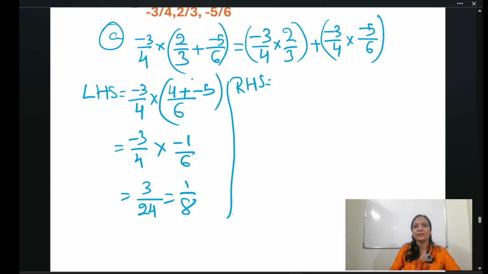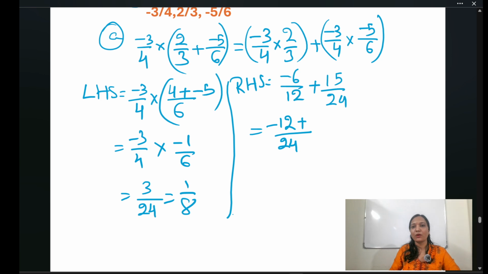Next, see RHS. So minus 3 into 2, which is minus 6 by 4 into 3, 12 plus minus minus plus 15 by 24. Now see 12 and 24. What is the LCM? 24. 12 2s are 24, 6 2s are 12, minus 12 plus 24 1, 15 1s are 15. So see, minus 12 plus 15. Now what will we get here? 3 by 24. If we simplify, what will we get? 1 by 8. Now compare both LHS and RHS side.